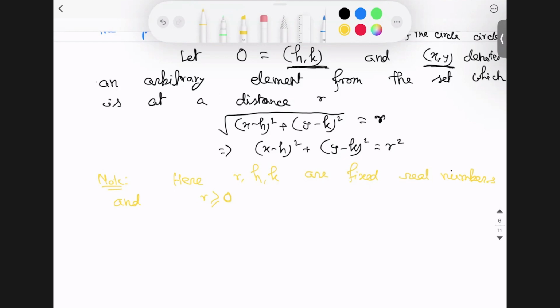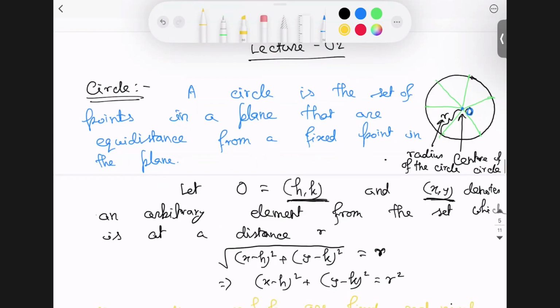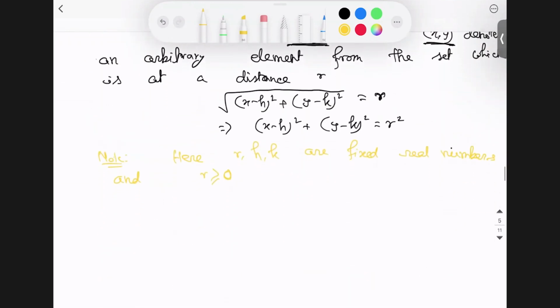And here x and y are variables, and for these variables x and y, we are getting all those points, that is the black curve here. We will get all those x and y which are at distance r from the point (h, k). X and y are variables here. So this is the equation of the curve, the equation of the circle.